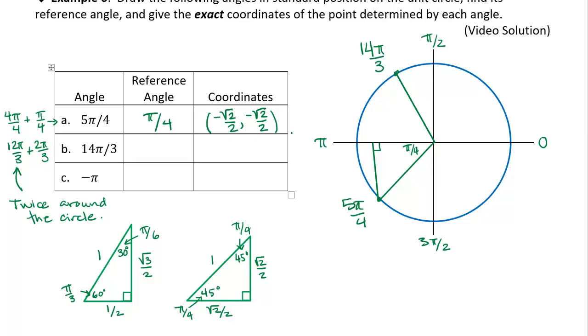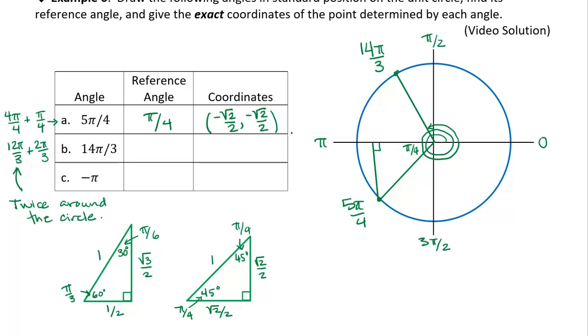Okay, we've gone twice around the circle. So we're starting at the positive x-axis. We've got twice, 1, 2, and then 2 pi over 3 more. Okay, so that's where 14 pi over 3 is. All right, that's kind of the tricky part.